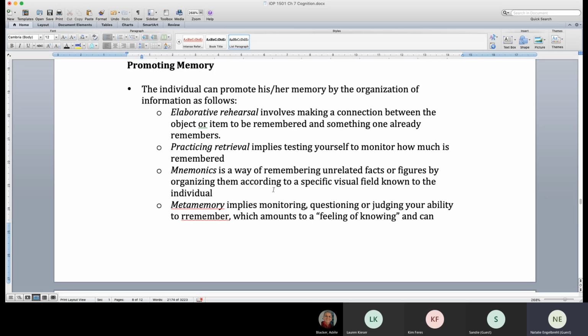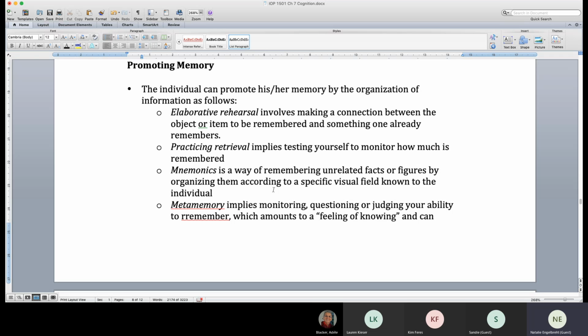Practicing retrieval implies testing yourself to monitor how much is remembered. And sometimes it is difficult to work through the brain fog in terms of retrieving information. Mnemonics is a way of remembering unrelated facts or figures by organizing them according to a specific visual field known to the individual.